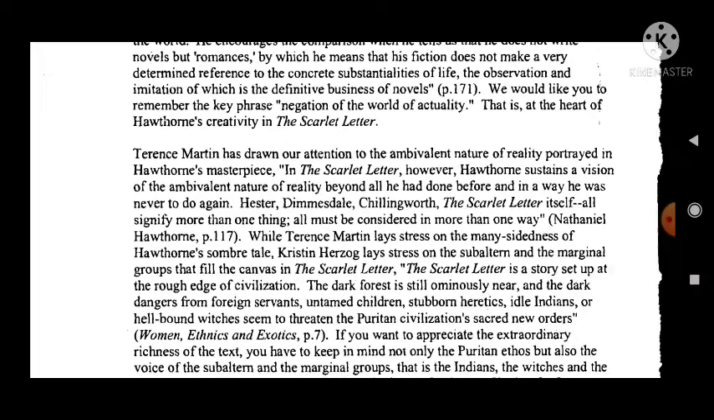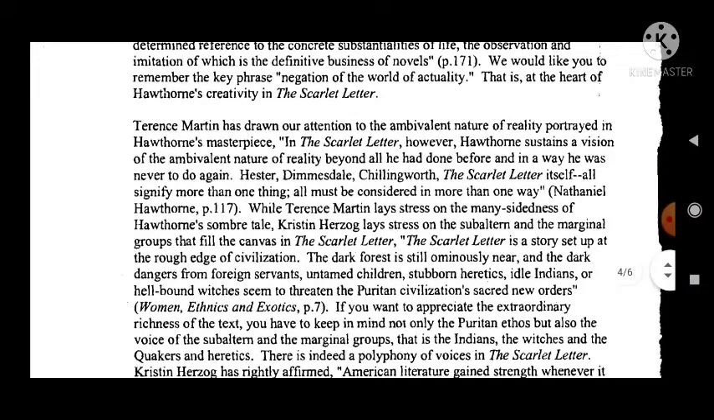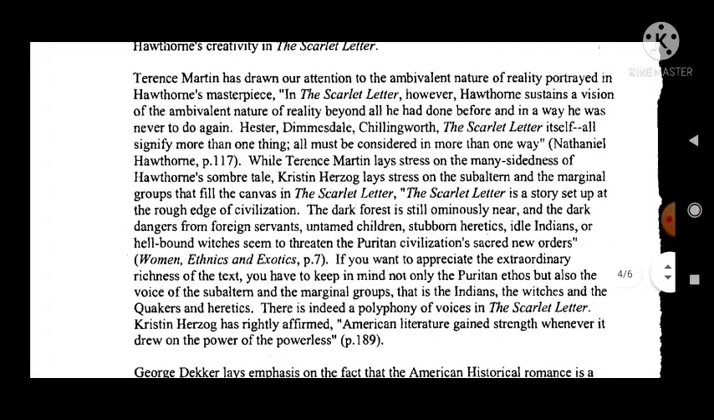We would like you to remember the key phrase, negation of the world of actuality, that is at the heart of Hawthorne's creativity in The Scarlet Letter.